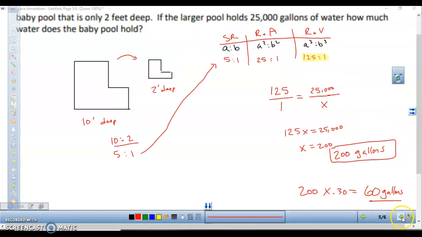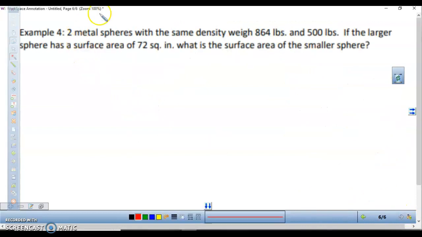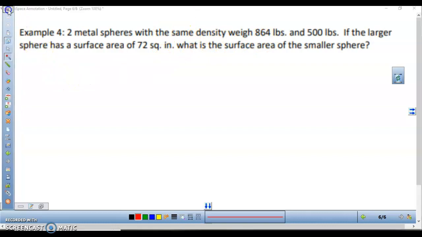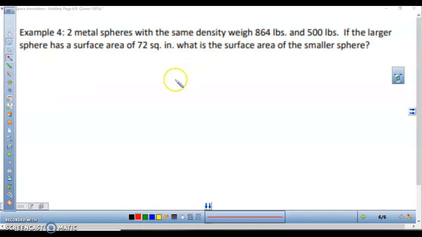All right, and then the last example. I wanted to do one that dealt with weight. I told you in the very beginning, anytime we're dealing with a problem that has weight, we're going to use the volume because they're going to have the same density. All right, so two metal spheres. Now I notice it doesn't say that they're similar to one another, but all spheres are similar. Just think about it. Here's one little sphere. Here's another sphere. They look exactly the same, just one's bigger than the other one. So I know that they're similar to one another.